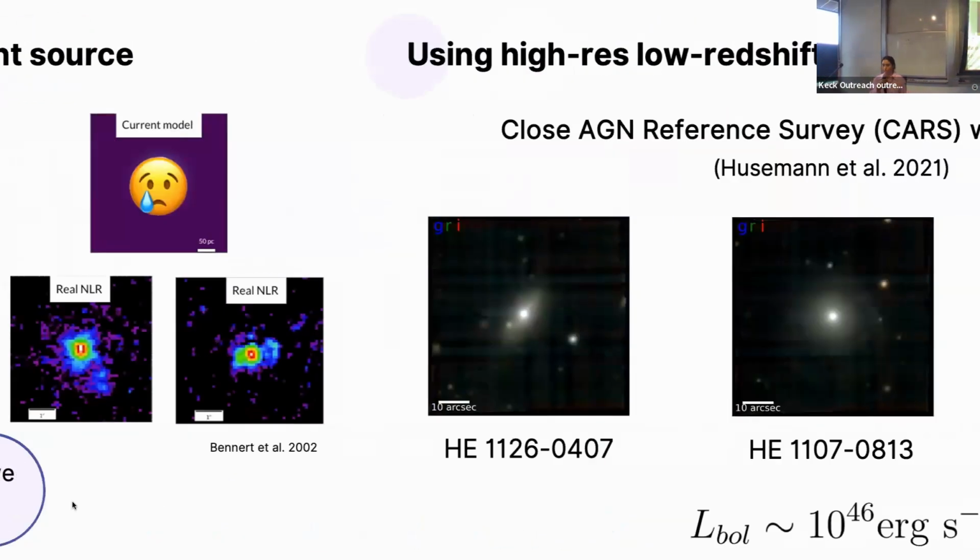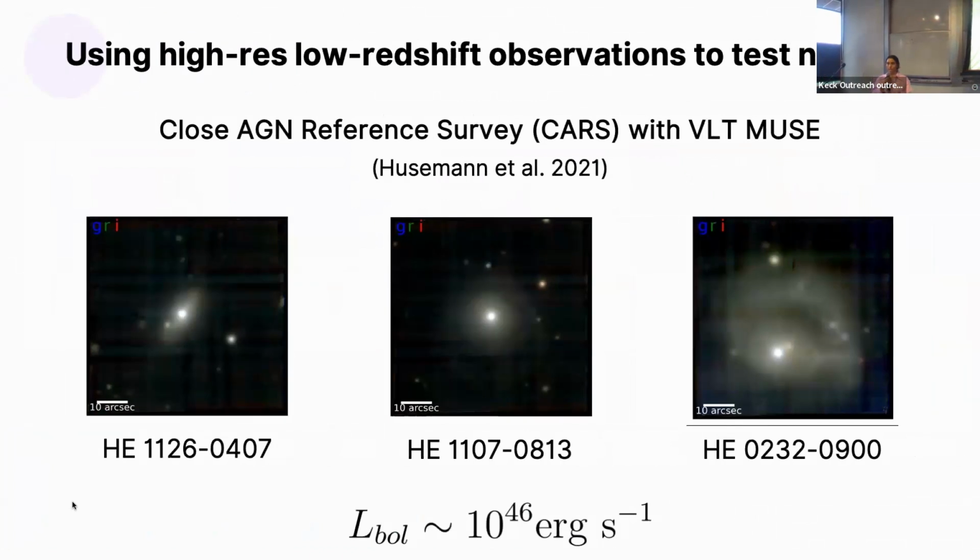I've been working on using realistic, low redshift, and high resolution images to create simulated gravitational lenses and analyze them. I've chosen a couple of the brightest sources that I could find in publicly available data. This is from the CARS survey, the Close AGN Reference Survey. My cutoff here is that I want my luminosities to be somewhere around 10 to the 46, so these are really, really bright objects. The reason I'm choosing this is that most of the quasars that we observe through lensing have similar bolometric luminosities.